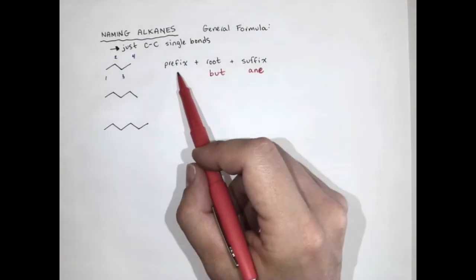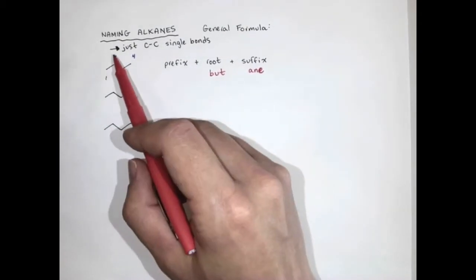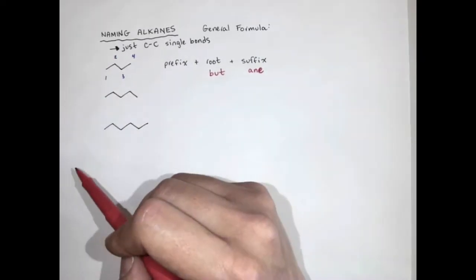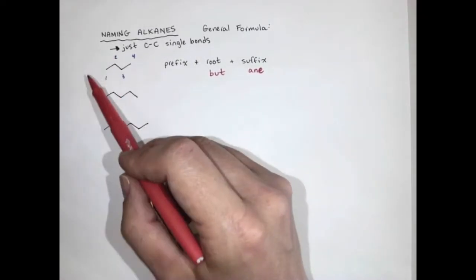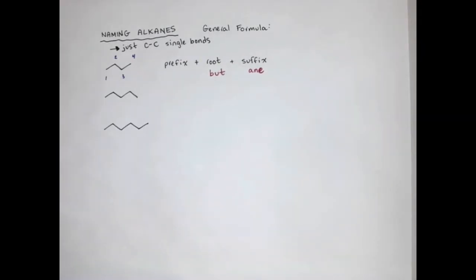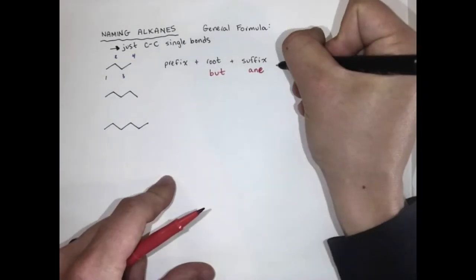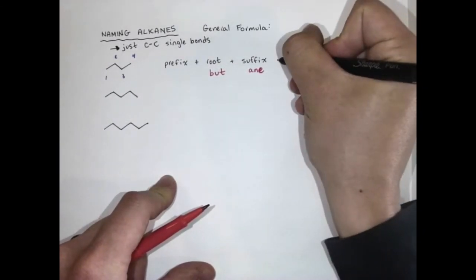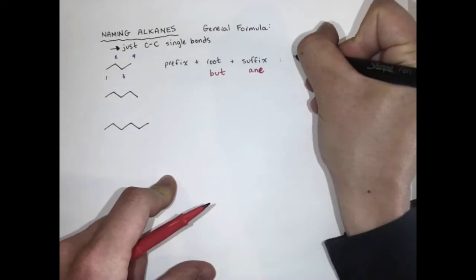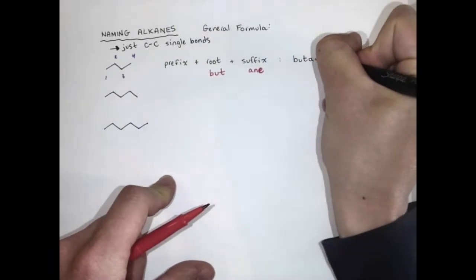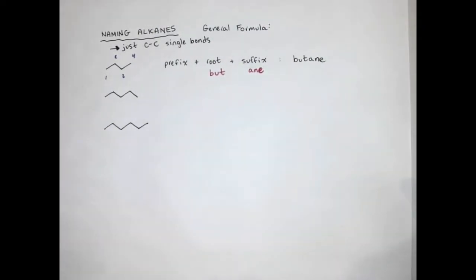A prefix we would add if there are some branches or other things added on to the main chain. In this case, there is nothing added onto the main chain, so the name is just going to be butane. There we go. That's butane.